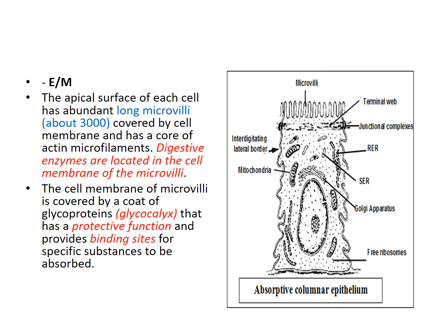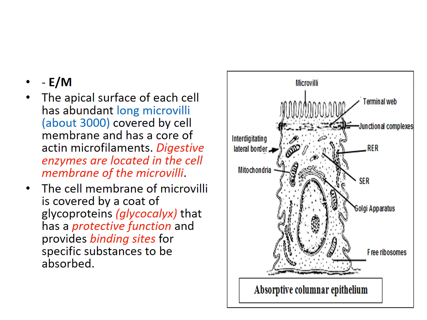By electron microscope, the apical surface of each cell has abundant long microvilli, about 3,000, covered by cell membrane, and has a core of actin microfilaments. So, these microvilli are covered by the cell membrane of the columnar cell and have a core of actin microfilaments. The digestive enzymes are located in the cell membrane of the microvilli.